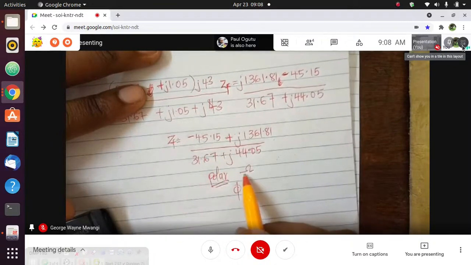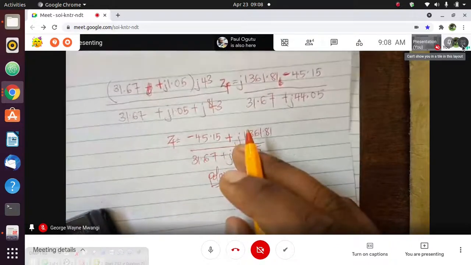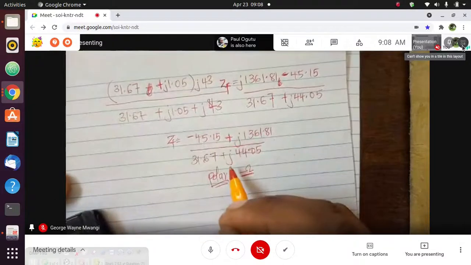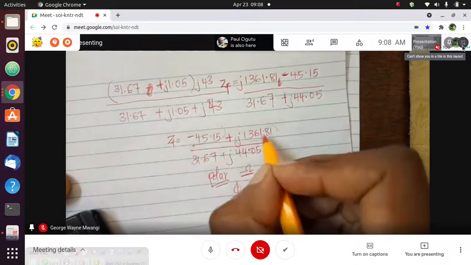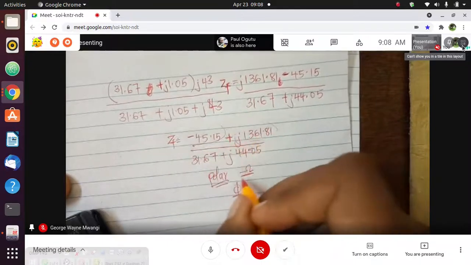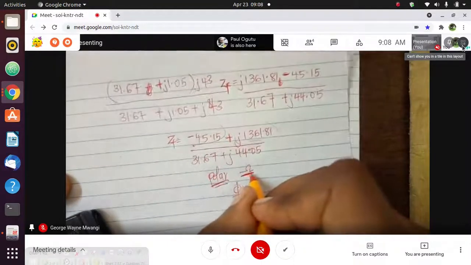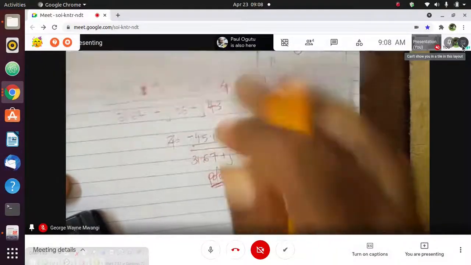You want to find the resistance in ohms, the real value, and the imaginary value. This is the real value, this is the imaginary value. Now we want to change this real and imaginary to polar form so that we can get the value of the resistance in ohms, the value of the impedance in ohms, and the value of the phase angle.